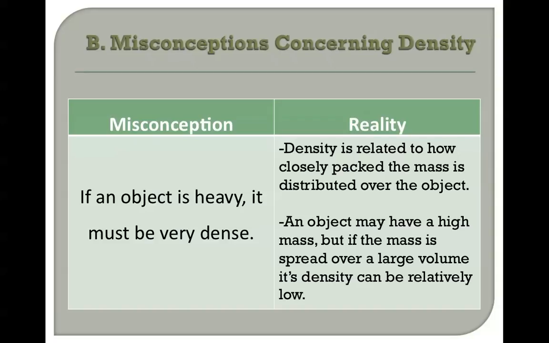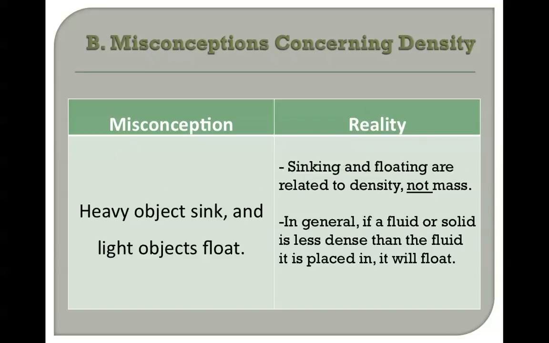But density is more related to how closely packed the mass is distributed over an object. So an object can have a high mass, but if it's spread over a large area, its density can be relatively low. So we have to not just look at mass, but also the volume, the amount of space that mass is distributed over. Another common misconception is that heavy objects sink and light objects float. Now, sinking and floating are related to density and not mass. So also, we need to think of basically that if the object, fluid or solid, is less dense than the liquid it's placed in, then it will float. So it's how they relate to each other, depending on the object and then the liquid that we're putting it into.